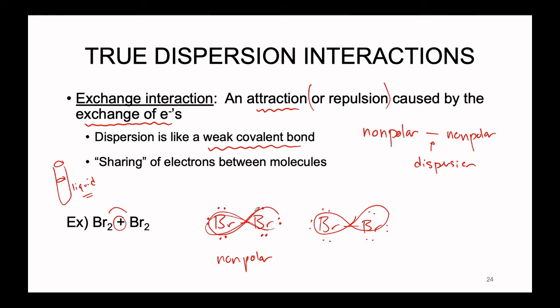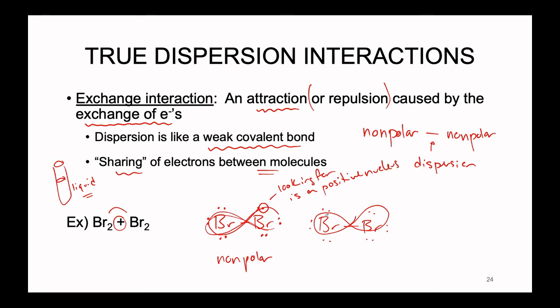See, a covalent bond is the sharing of electrons between two different atoms inside of one single molecule. Dispersion is the sharing of electrons, which are dynamic, between two separate molecules. Because from the perspective of one single electron, it's not like this electron thinks of itself as belonging to bromine. There's nothing special about bromine. Each of these electrons inside of these molecules is literally the exact same. And all they are looking for is a positive nucleus.